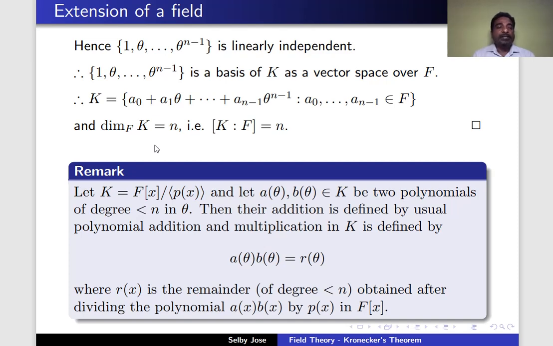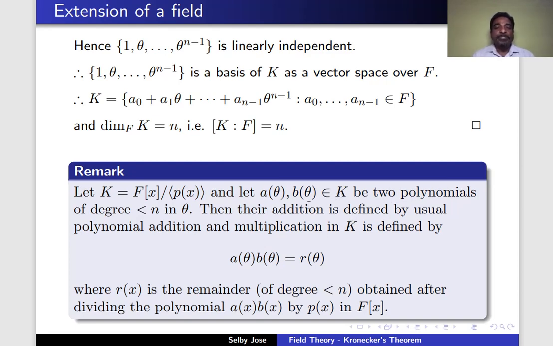Now K is equal to F[x] mod P(x). What is addition, and how do you do the addition and multiplication of elements in this K? Let a(θ) and b(θ) belong to K, because we can treat a0 + a1θ + ... + a_{n-1}θ^{n-1} as a polynomial in θ. So the elements in K are of the form a(θ), b(θ).